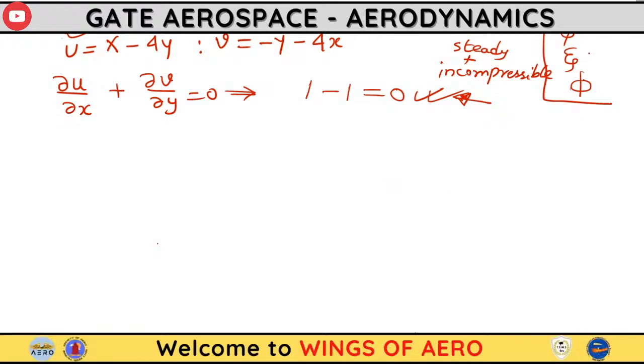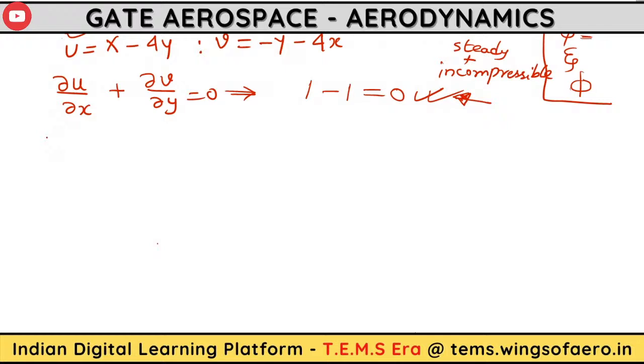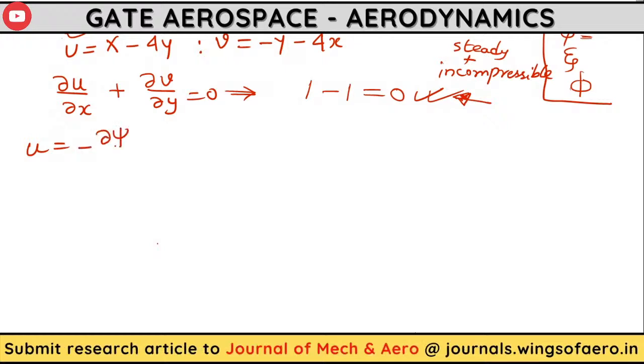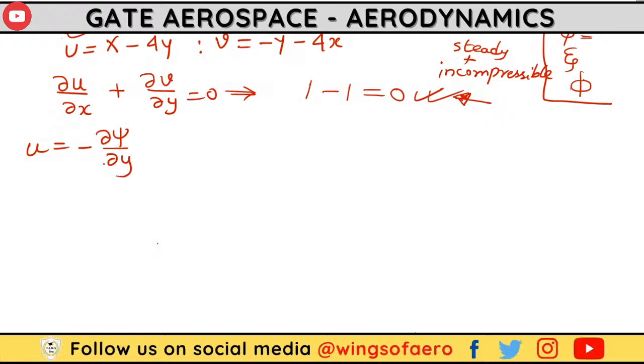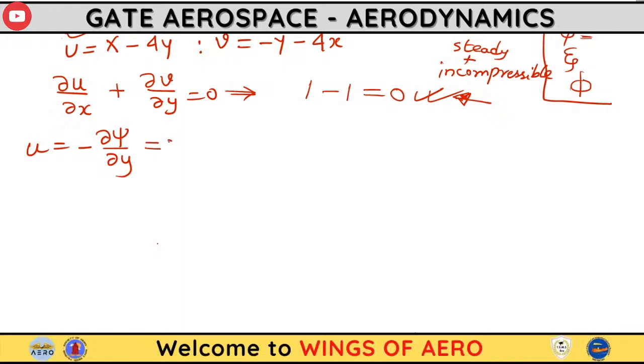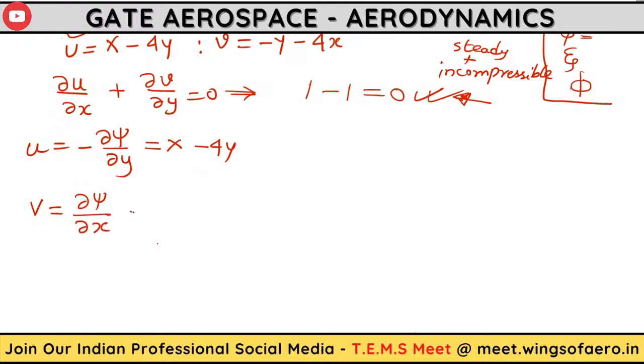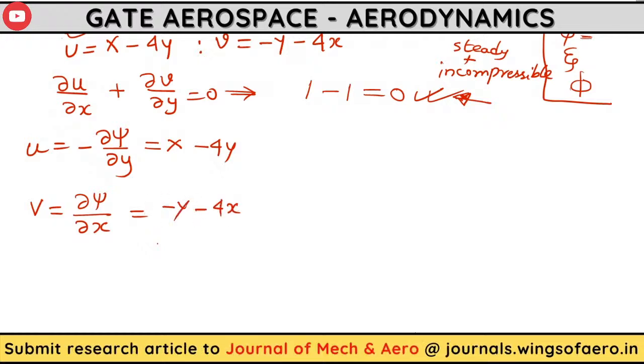Now, how will you find the stream function? As we discussed earlier, recall the formula for u and v. What is the formula? u is minus ∂ψ/∂y and v is ∂ψ/∂x, they are opposite to each other. That means u is equivalent to x minus 4y. Next we have v. v means ∂ψ/∂x, which is equivalent to minus y minus 4x.